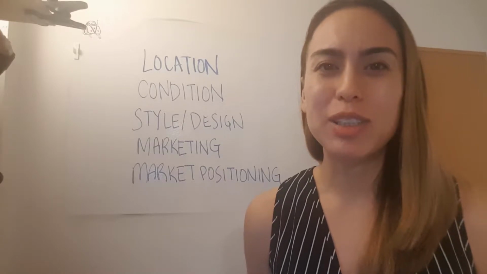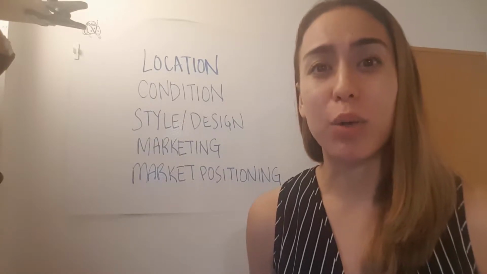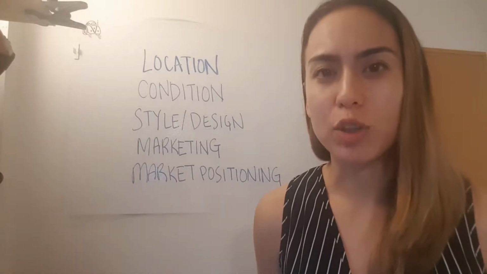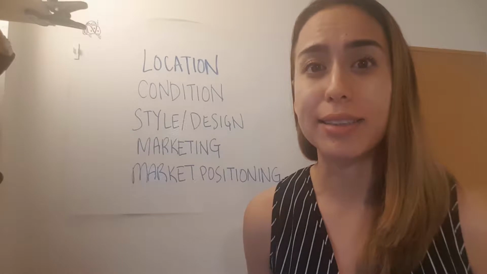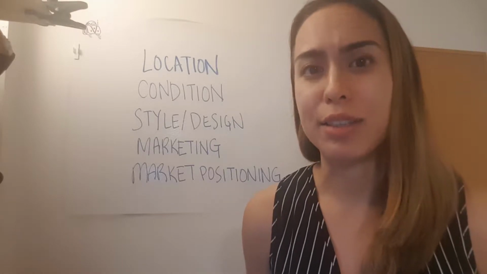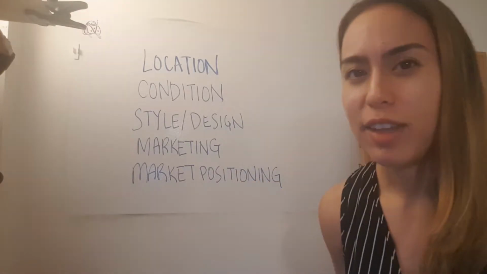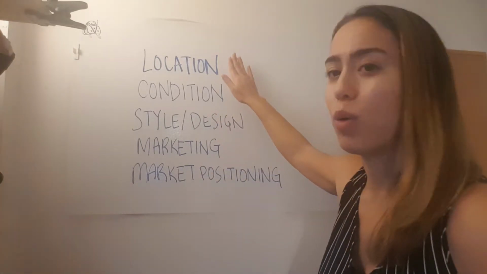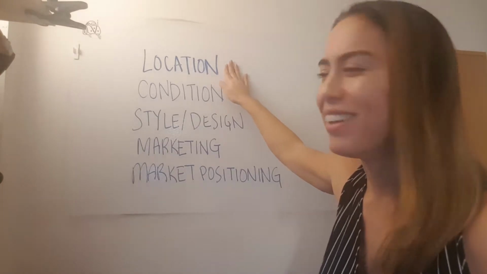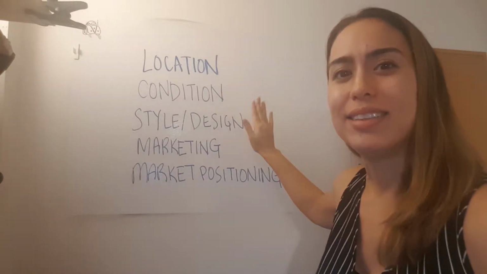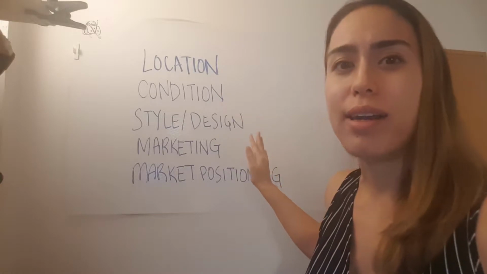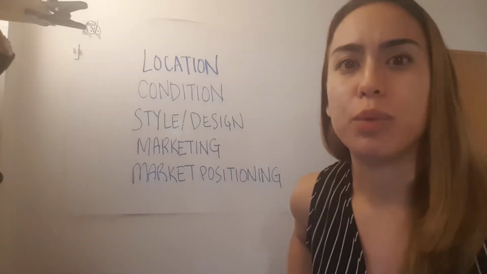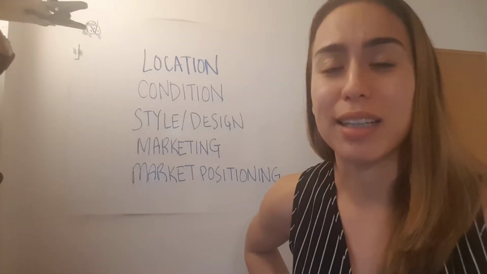And today's vlog is going to be talking about the different factors that affect the value of a home. There are five main factors that affect the value of a home, and so I'll be talking about those with regards to pricing as well, and how to put these into your pricing strategy. So the 5 things that are the main factors that affect the value of a home are, of course, location, the condition of a home, the style and design of a home, the marketing and essentially exposure of that home, and the market positioning, which essentially translates into the pricing of the home.